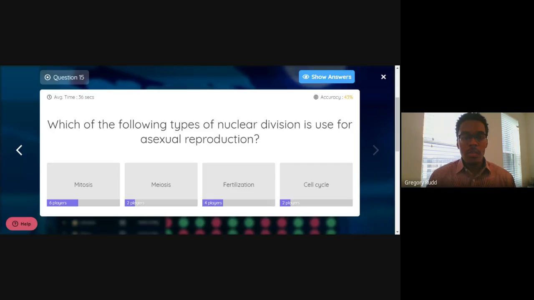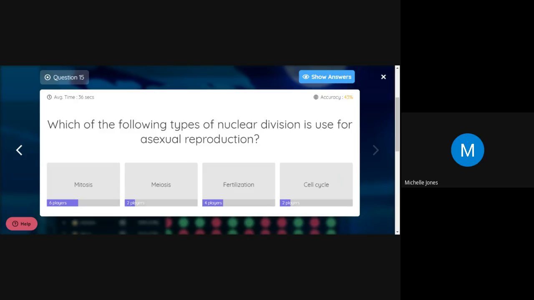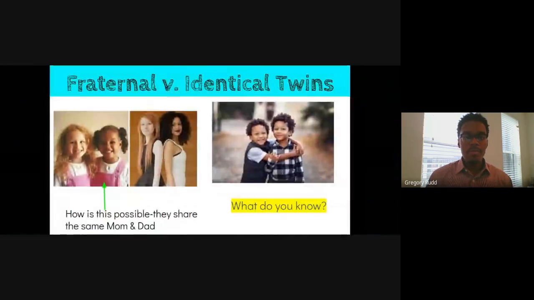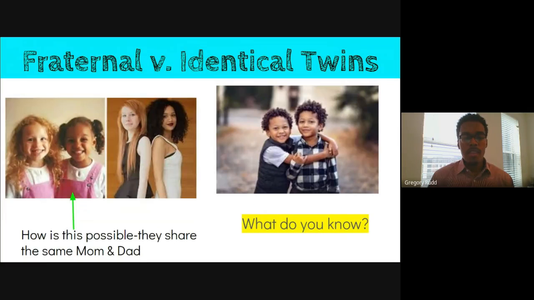All right, so what do you all think about that image on the left? How are those two people twins? They look so different. It's on the left side, right? Oh, I haven't stopped sharing. Okay, I'm sorry. Now you should be able to see it. Those two people on the left, how is it possible that they have the same mom and dad?